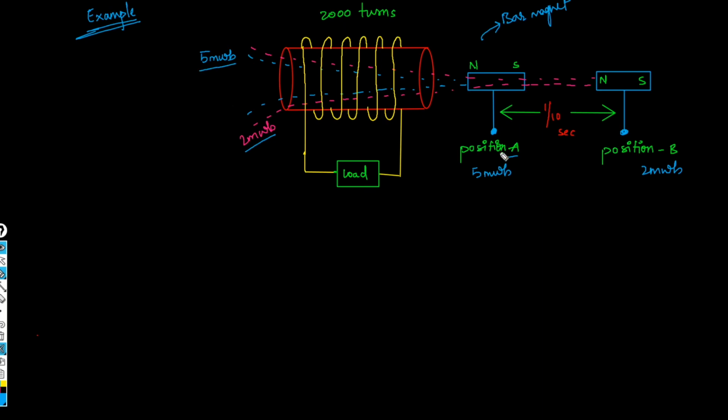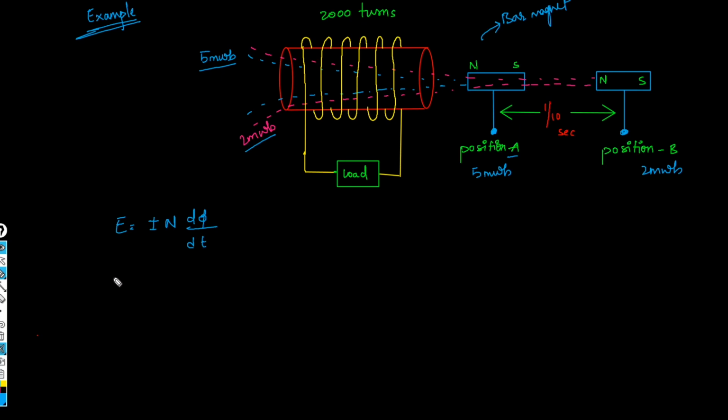From position A to position B, the time taken by the magnet to move is 1 by 10th of a second. Now the Faraday's law of induction has been satisfied, because the flux linking with this iron core has changed with respect to time, from 5 milliwebers to 2 milliwebers over a time from 0 to 1 by 10th of a second. So we know that the EMF E is given by plus or minus, you can take it any way you like, minus d phi by dt.